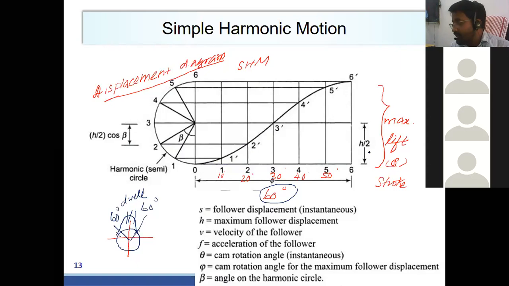We can have different rise and different fall. It is not constrained. It is not defined that you should have the same rise and the same fall.